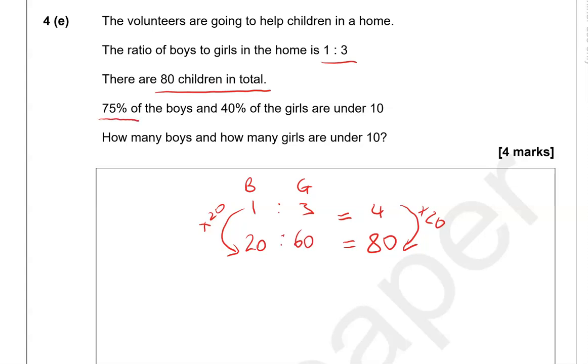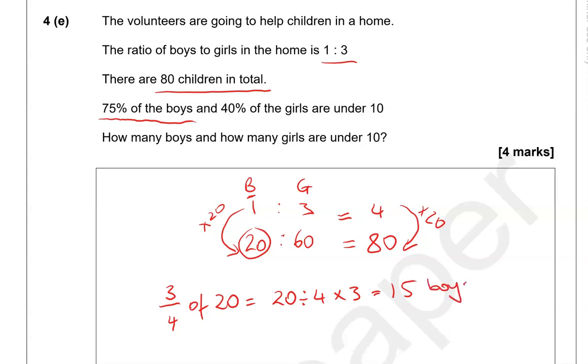So 75% of the boys are under 10. So 75%, that is 3/4. 3/4 of 20, that's boys. So 20 divided by 4 times 3. 20 divided by 4 is 5, times 3 is 15. So 15 boys are under 10.